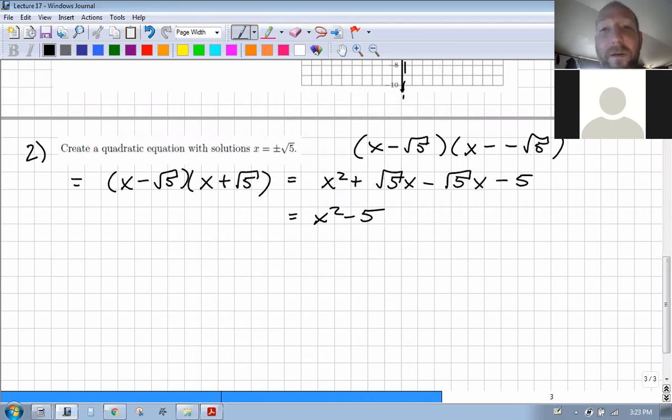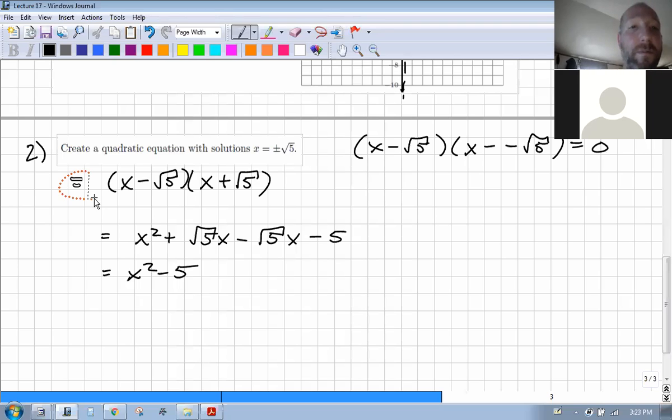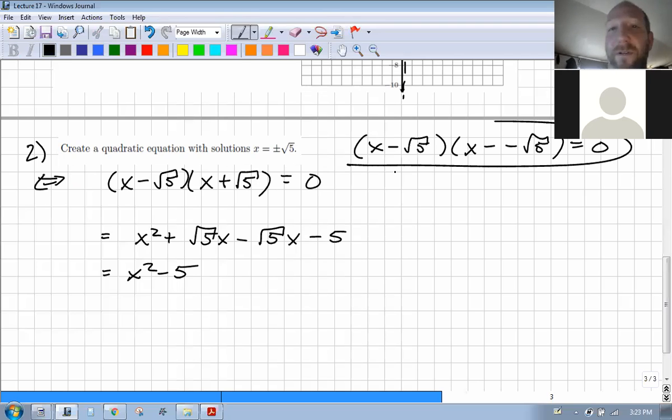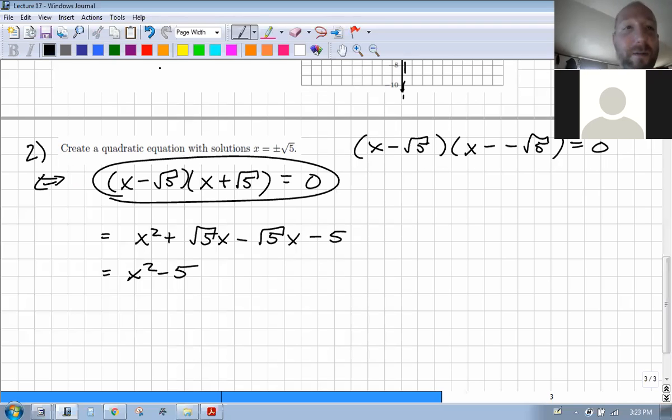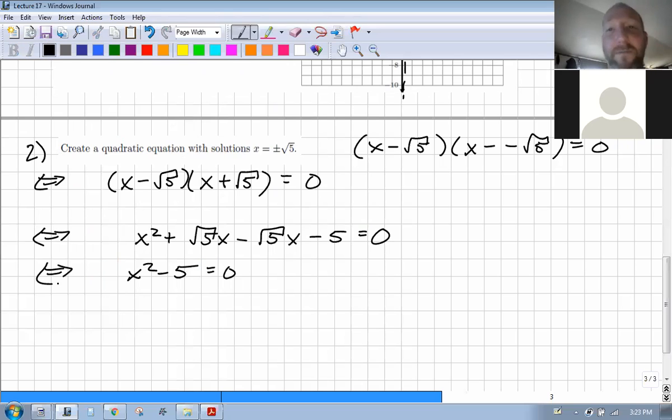Okay. Actually, I should write this a little differently. So let me put it like this. We want an equation, right? So there's our equation, which is the same as this equation, which is the same as this equation, which is the same as this equation. All right. So this is one quadratic equation with those solutions, right? I mean, if you just look at this, you can tell the solutions would be plus or minus √5.